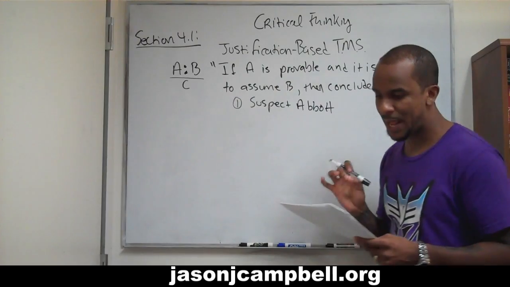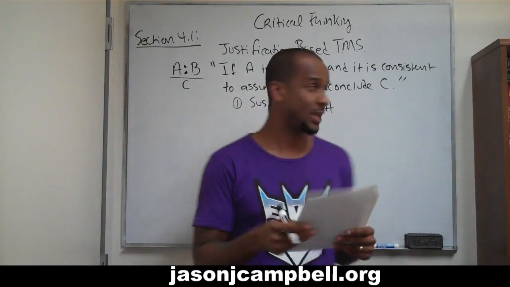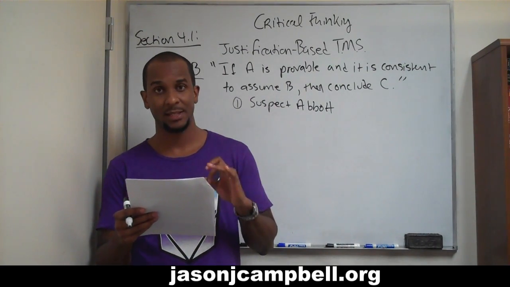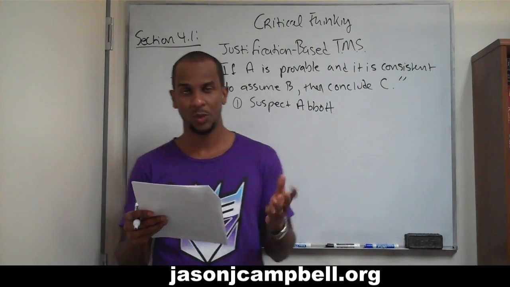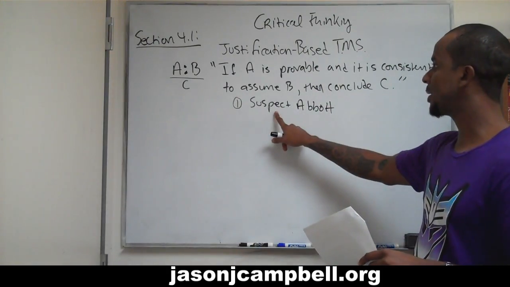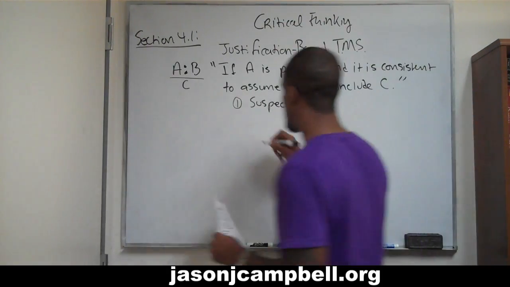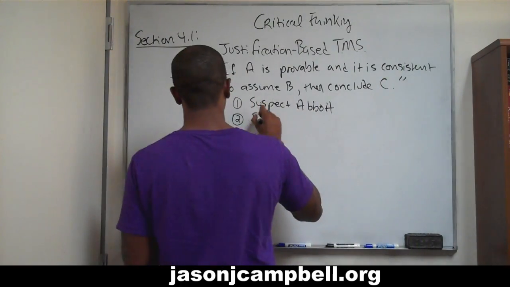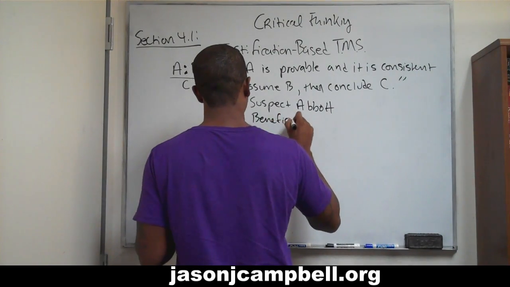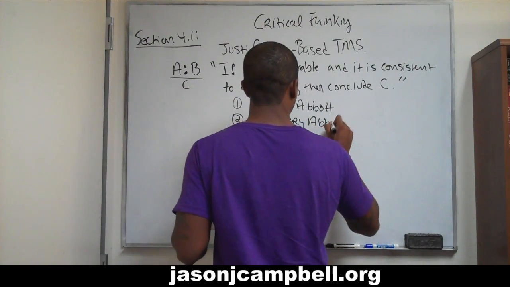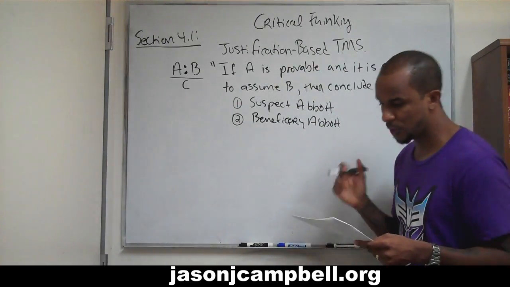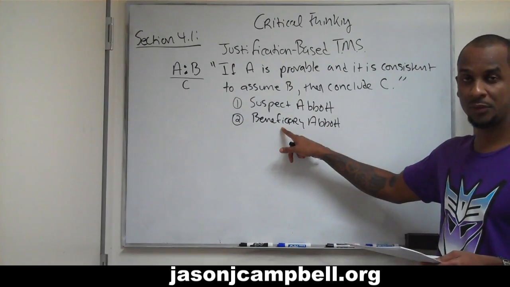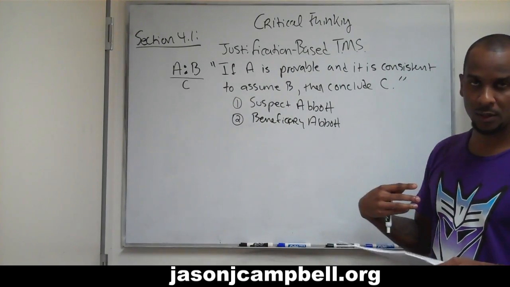Suspect Abbott, this concept, is defined in terms of Abbott as the primary murder suspect. So he's a suspect. Him being a primary murder suspect, we'll just phrase as suspect Abbott. Number two, beneficiary Abbott. And this is Abbott as the beneficiary of the victim, obviously. He benefits financially from the death of the victim.